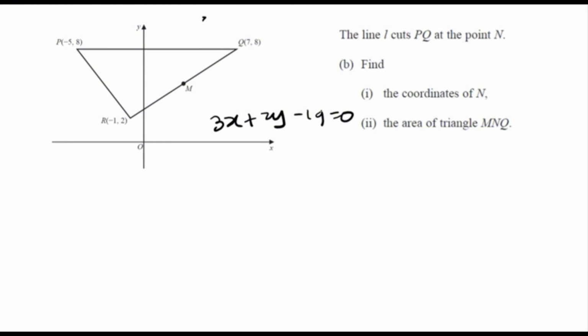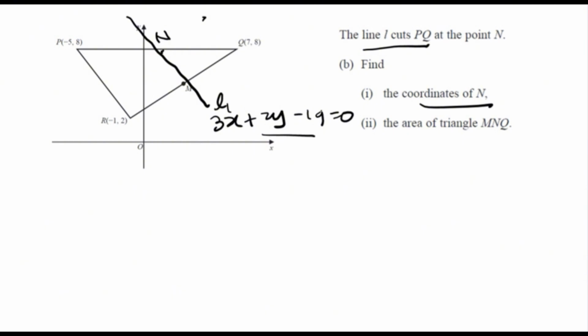Okay, let's move to part B. The line L cuts the PQ at the point N. So this is the equation of line L, and at PQ it is intersecting at point N. We have to find the coordinate of N. Now we know this N is on line L1 as well, and it is on the line PQ as well. So to find the coordinate, we can use this L1 equation.